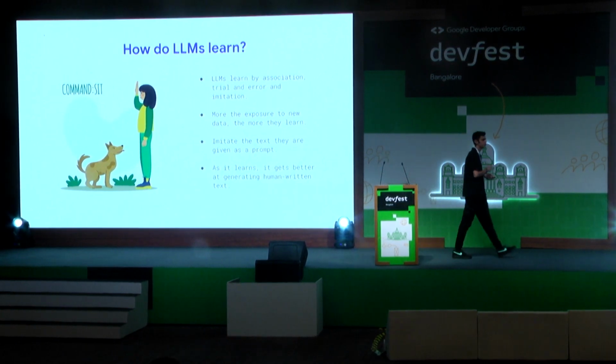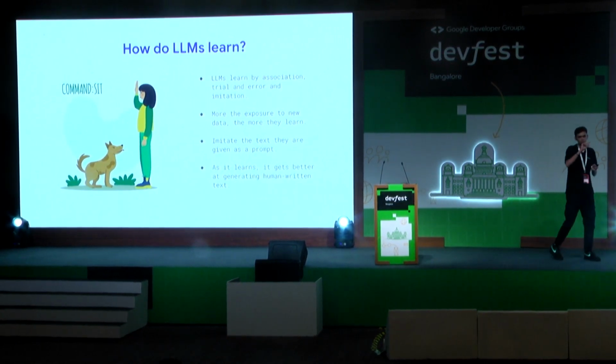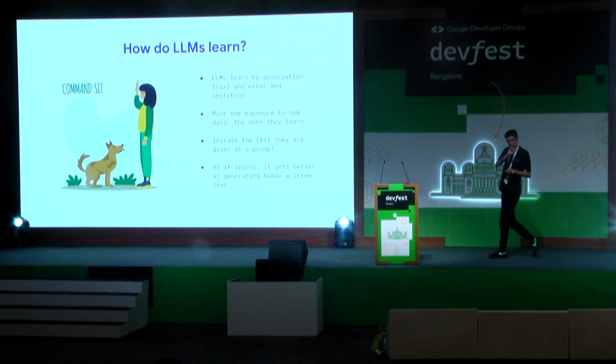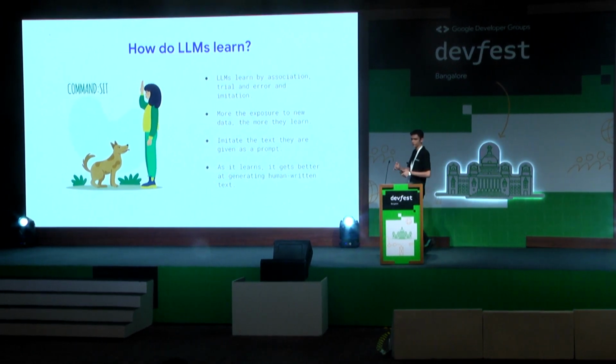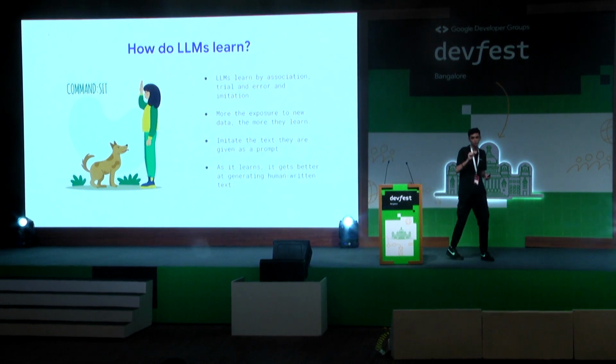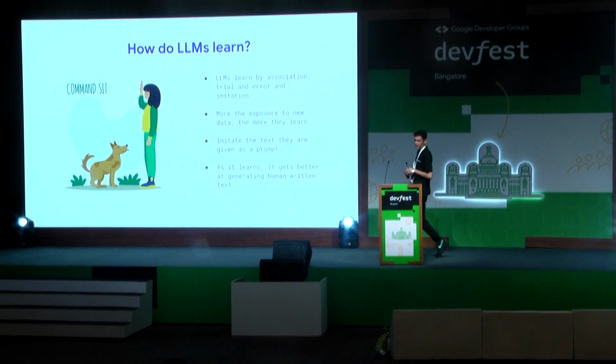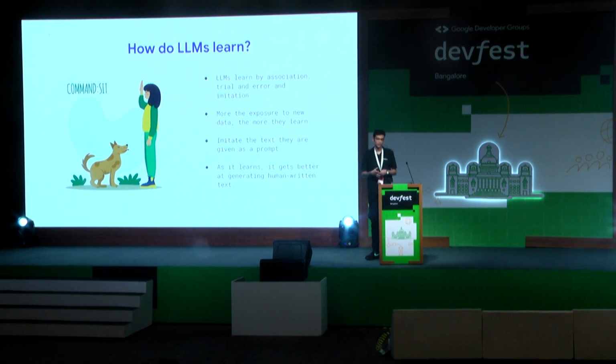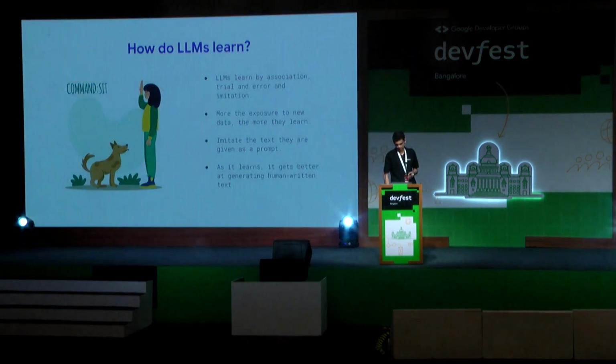Now, if you see while you submit your prompts in Google Bard, it first talks about the prompt. It explains, this is what you want. Okay, all right, now I'll move to the next one. So it imitates, it makes associations and relations between the prompts that you make in the slide. And as it learns, it gets better at generating human-written text.